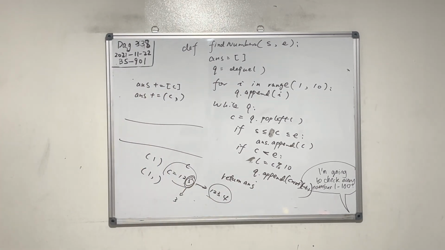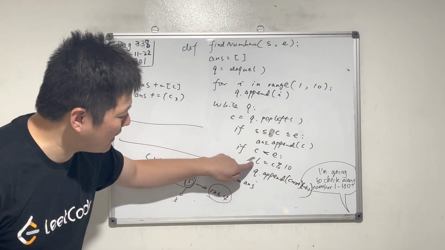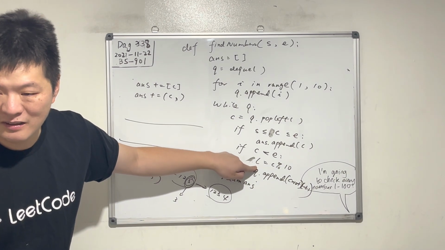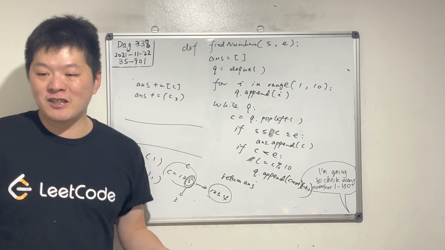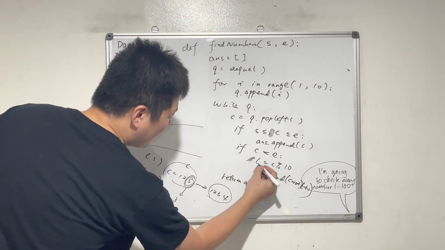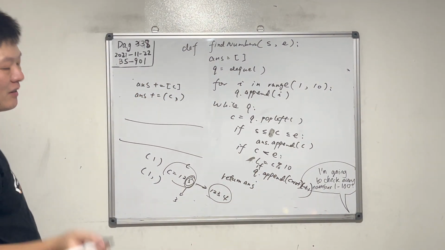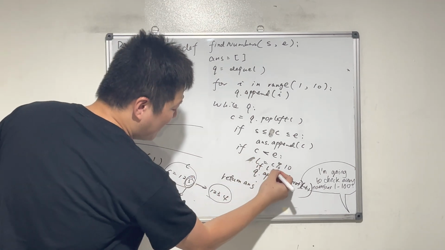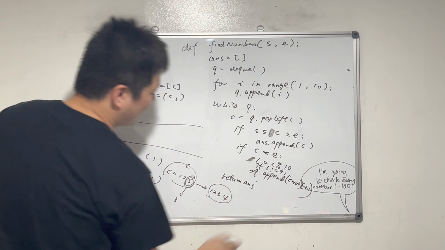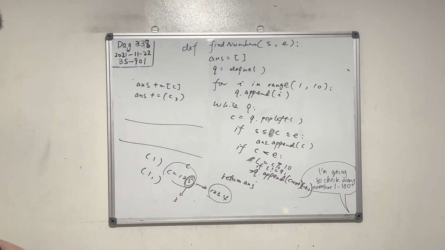Okay, there's one problem here, which is if the last digit is 9, do we have to append it? No, because if the last digit is 9, we stop. So we say, unless L equals 9, well done. If L not equal to 9, then we can append. Okay, that's the breadth search.